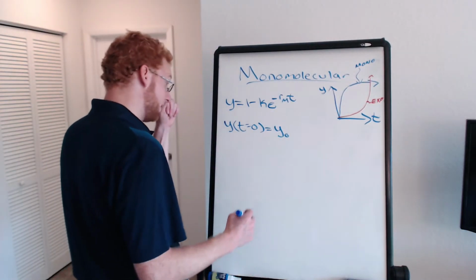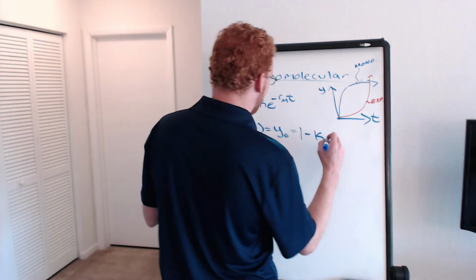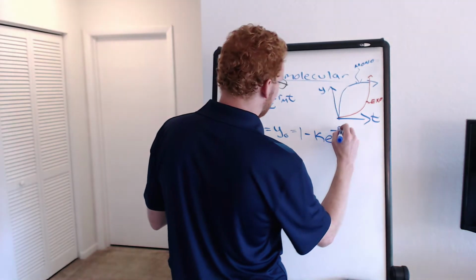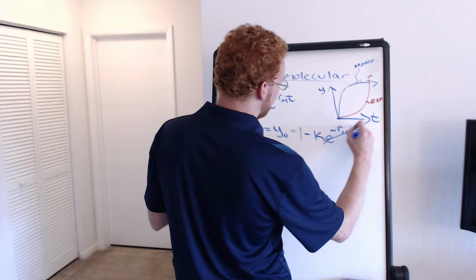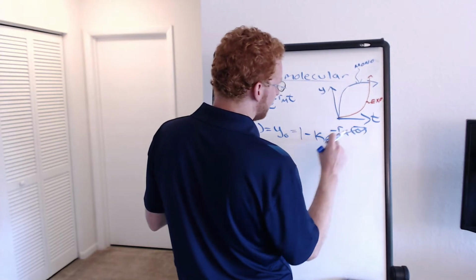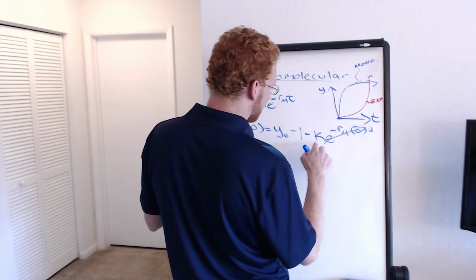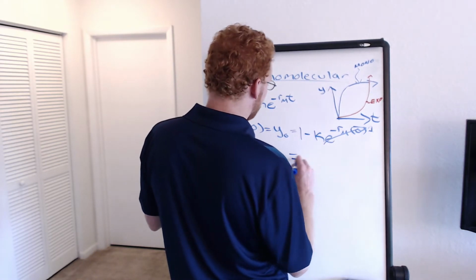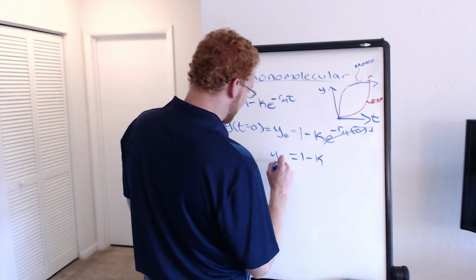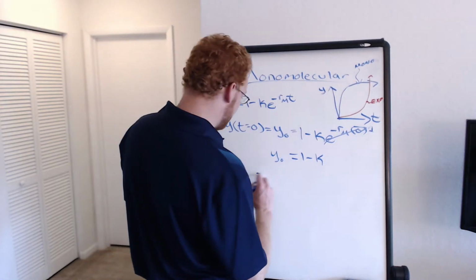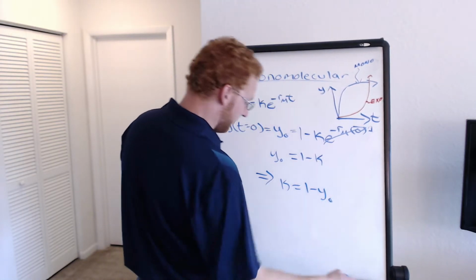So y at t equals 0 is defined as y naught, the initial number of diseased individuals. And that's equal to 1 minus k e to the minus r sub m times 0, because t is 0. This whole term, 0 times that is 0, e to the 0 is just 1. 1 times anything is just that, so k times 1 is k. That's equal to 1 minus k. So then we have y sub 0 is equal to 1 minus k. Solve for k, and that gives you k is equal to 1 minus y naught.